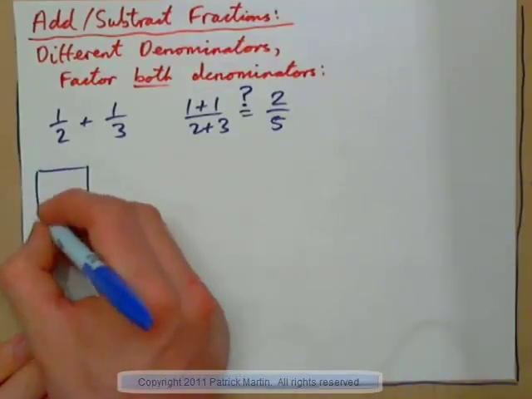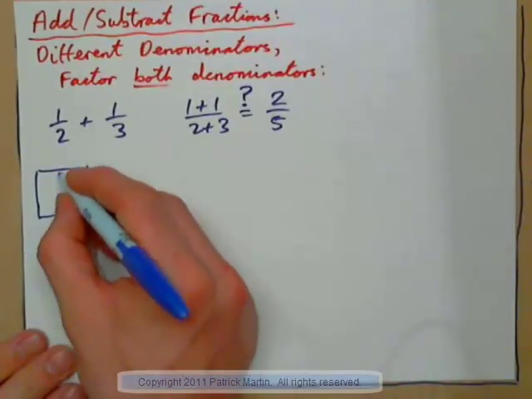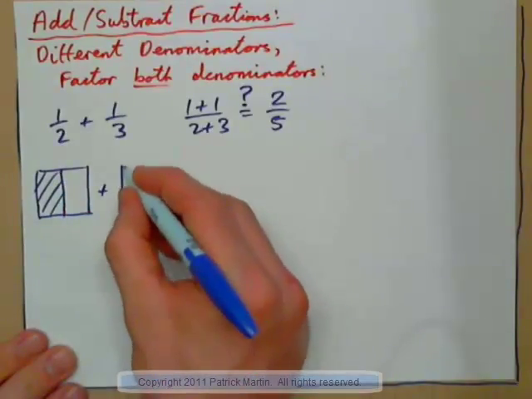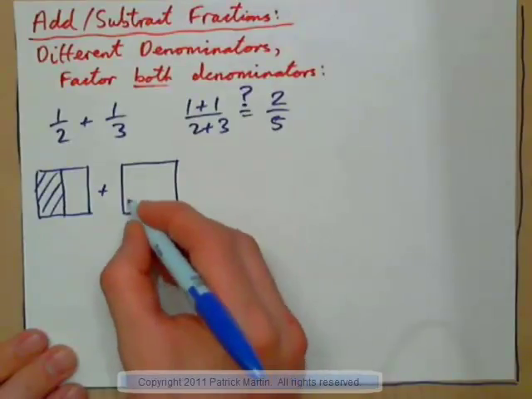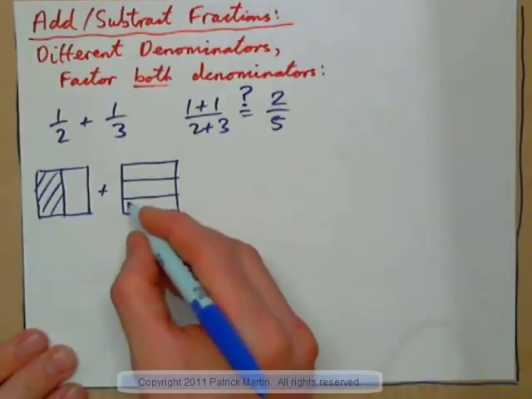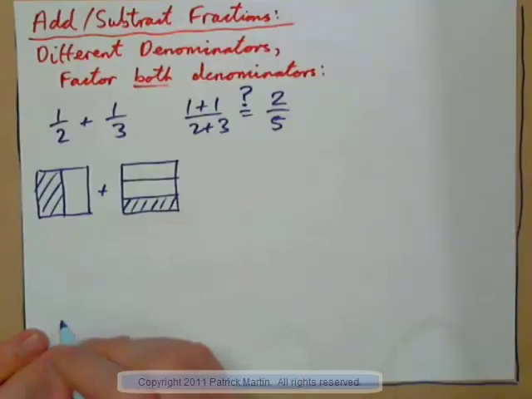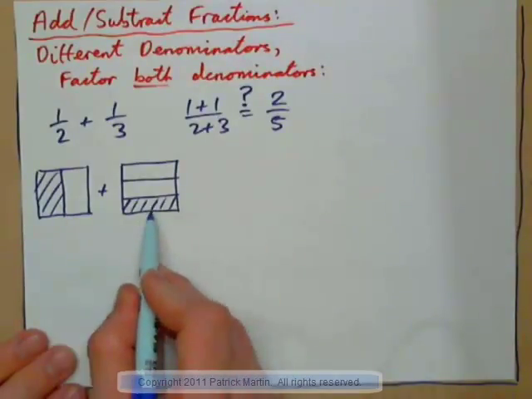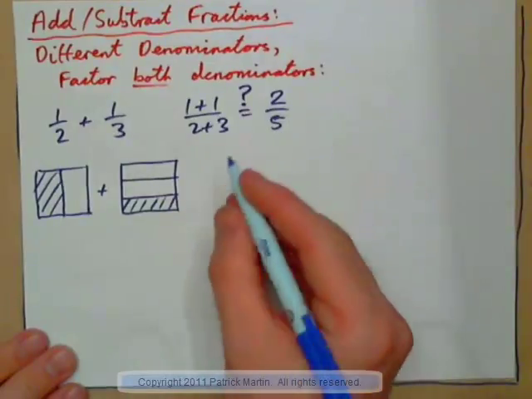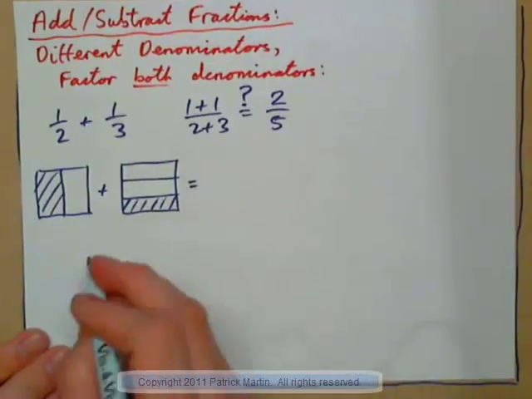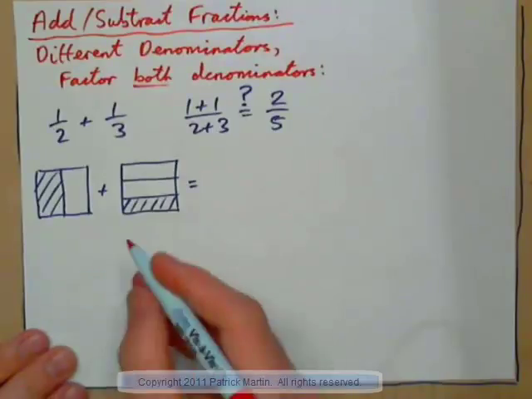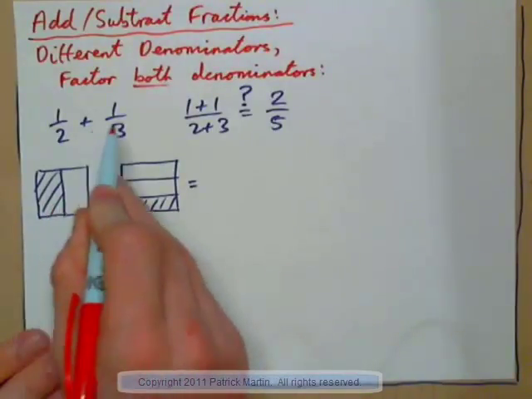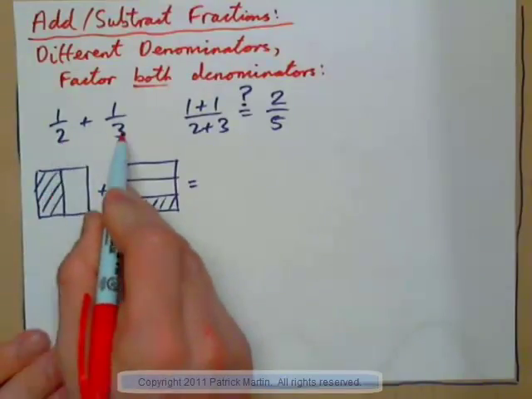1/2 of a square would look like this. Add 1/3 of a square would look like this. Here's the area of 1/3 of a square. Right? First of all, does that look like 2/5 to you, or does it look like more than 2/5? Because 2/5 is, let's think about that. And here's a nice little trick. Watch this.